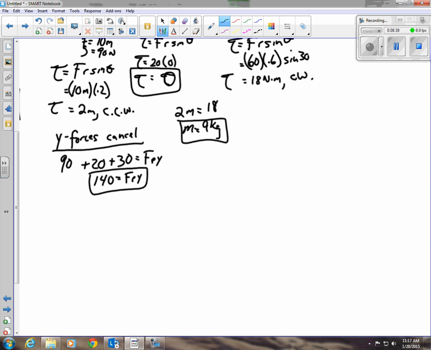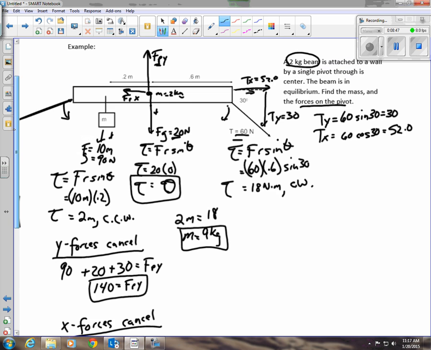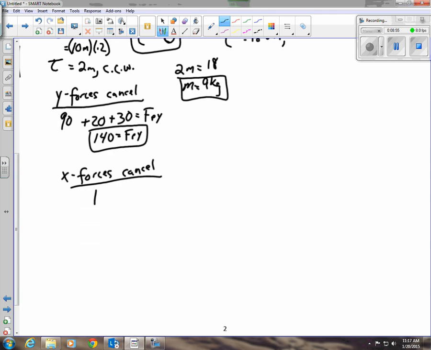I can also do my X forces cancel. And I have the following. For my X force, I only have two. I have TX over here, and I have FPX over here. So it's just FPX equals TX. So FPX is 15.0.